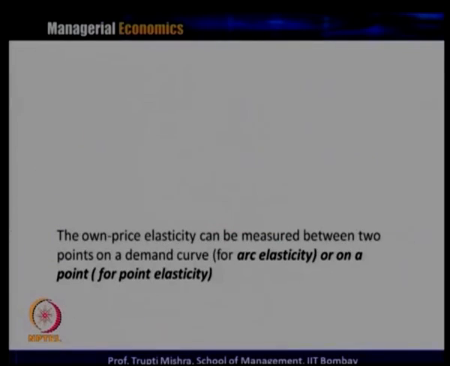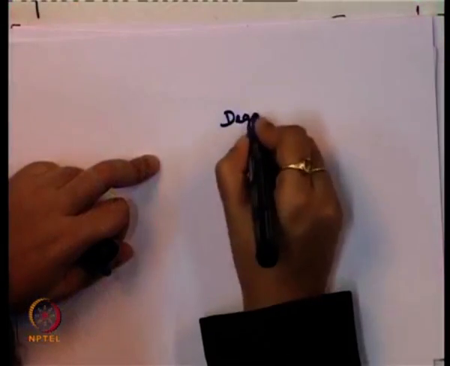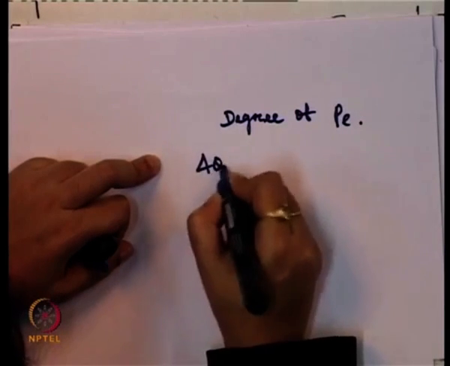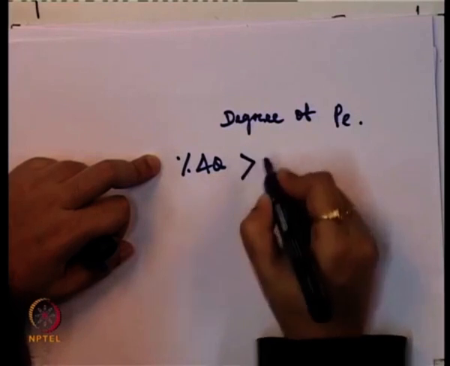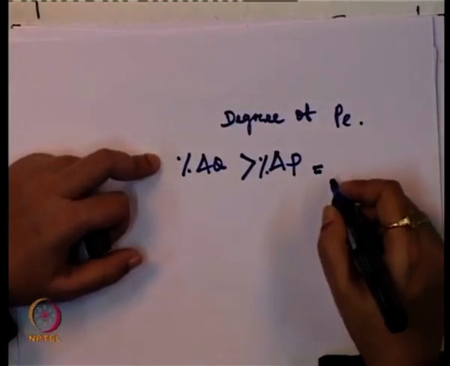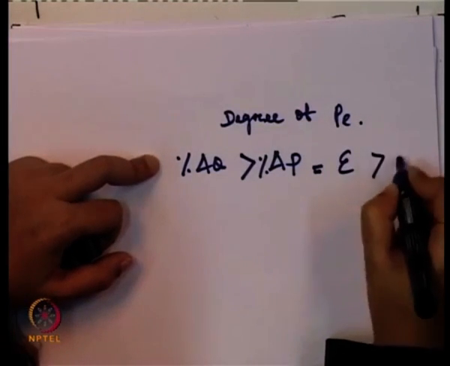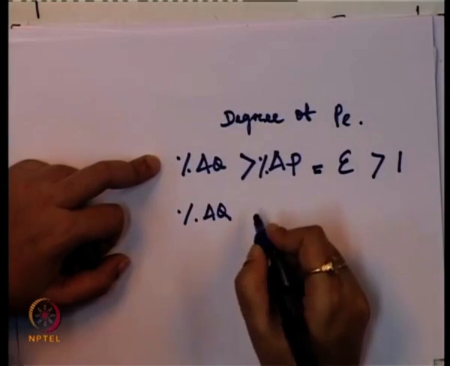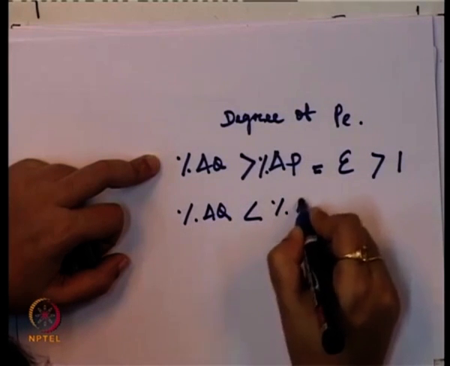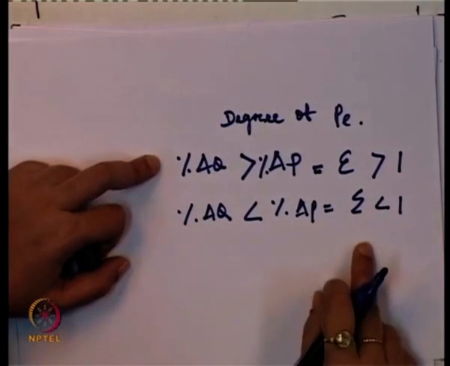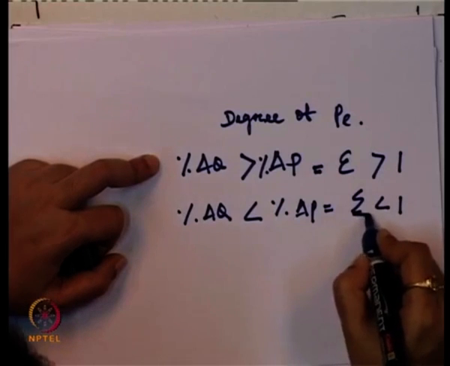If you summarize all these degrees of price elasticity of demand, there are 5 degrees of price elasticity of demand. When the proportionate change in the quantity demanded is greater than the proportionate change in the price, this is the case of relatively elastic demand, and E takes a value greater than 1. When the proportionate change in the quantity is less than the proportionate change in the price, this is the case of relatively inelastic demand, where E takes a value less than 1.